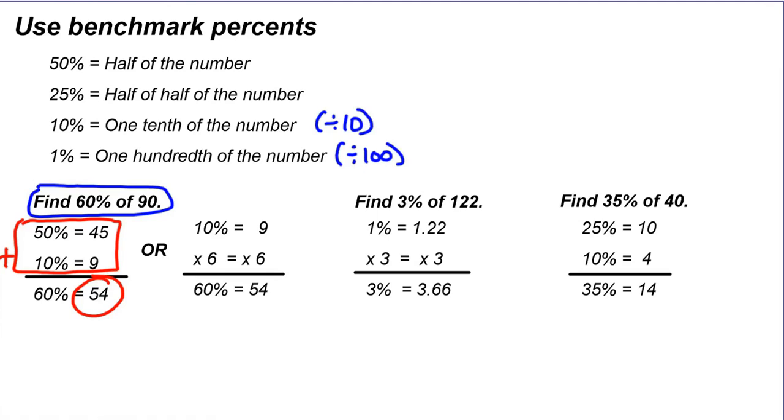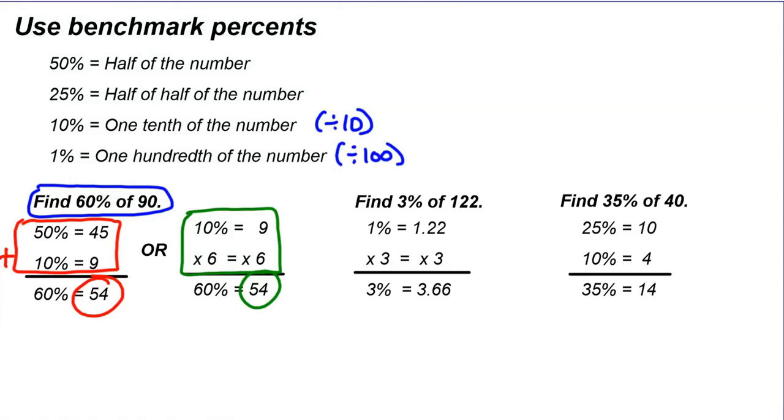Or maybe another way that might have been a little bit easier would be just to find 10% right away. 10% is 9, and 10 times 6 is 60. So 9 times 6 would give me 60% of 90, which is 54. So 2 different ways to come up with the 54 as the 60% of 90. So really you have a lot of freedom here to find these percents or these combinations any way that you really want to.